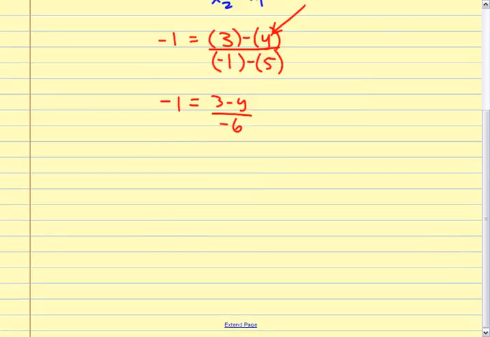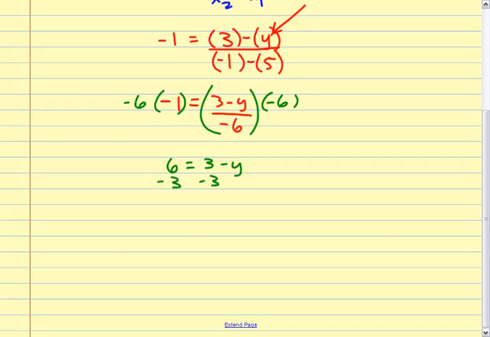I'm going to get a different color, just so we can see. I would multiply each side by -6, right? Okay. And what do I get? 6 equals 3 minus y. And you subtract 3 from both sides. So 3 equals -y.